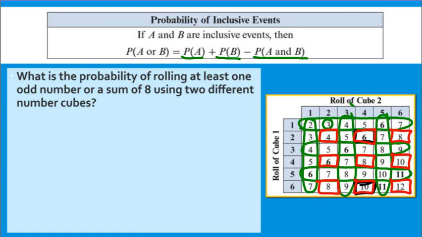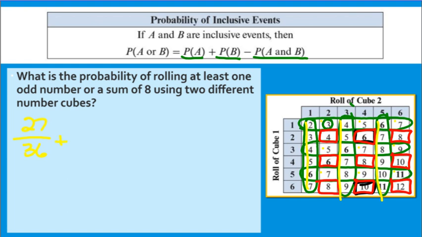So the probability of using at least one odd number. So we got 6, 7, 8, 9. So 6, 12, 18. Let me use a different color here. So we got 6, 12, 18, 19, 20, 21, 22, 23, 24, 25, 26, 27. So 27 out of the 36 gives me at least one odd number.